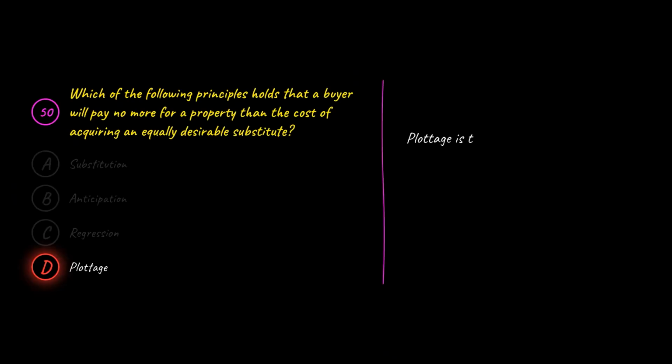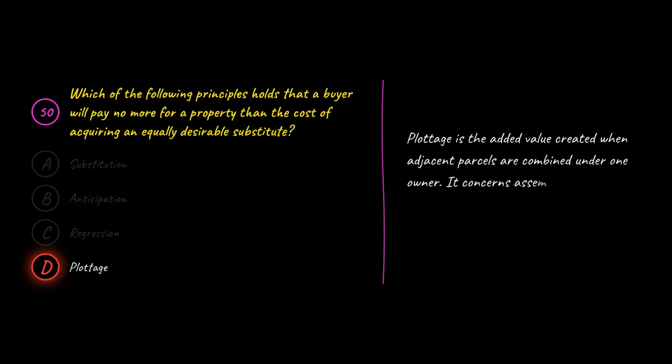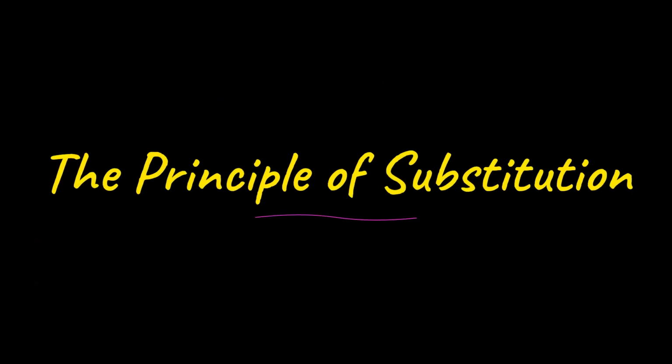D is wrong because plottage is the added value created when adjacent parcels are combined under one owner. It concerns assembling land, not the ceiling a substitute sets on what a buyer will pay. The principle of substitution is one of the most foundational ideas in real estate appraisal. It holds that a rational buyer will never pay more for a property than the cost of acquiring an equally desirable substitute in the open market.